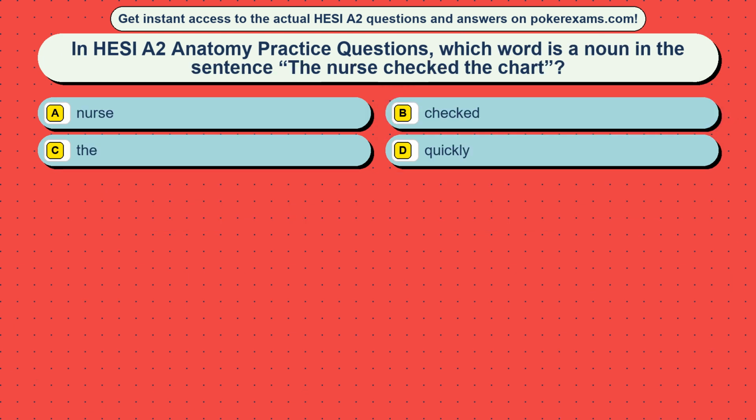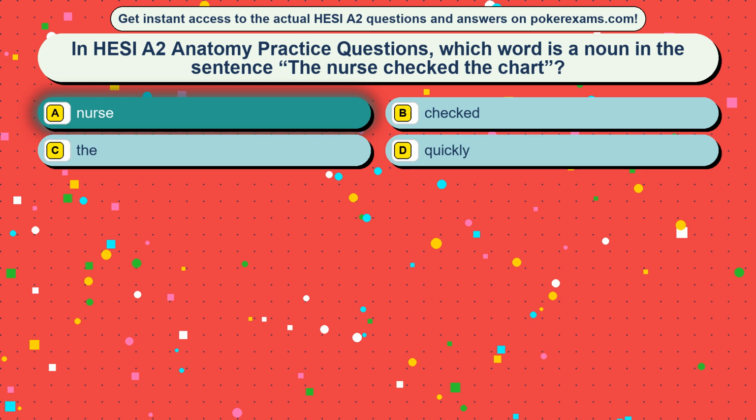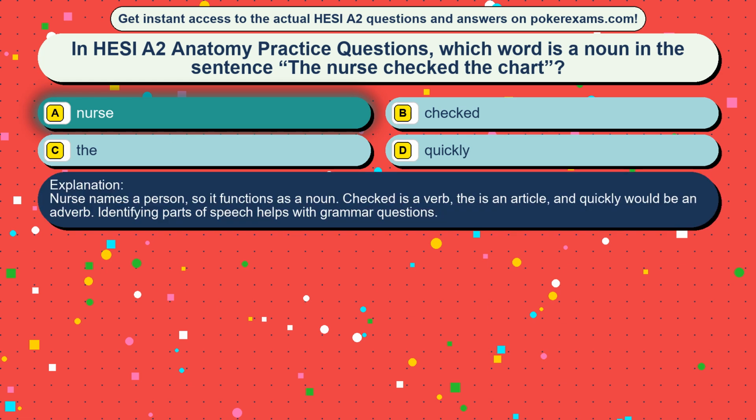Question 33. In HESI A2 anatomy practice questions, which word is a noun in the sentence "The nurse checked the chart"? Option A, the nurse, option B, checked, option C, the, option D, quickly. The correct answer is option A, nurse. Nurse names a person, so it functions as a noun. Checked is a verb, the is an article, and quickly would be an adverb. Identifying parts of speech helps with grammar questions.